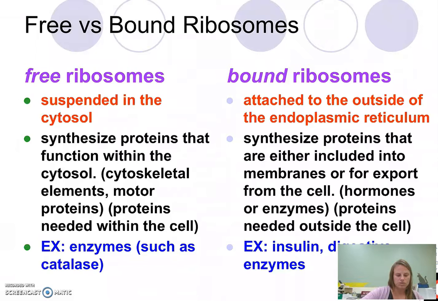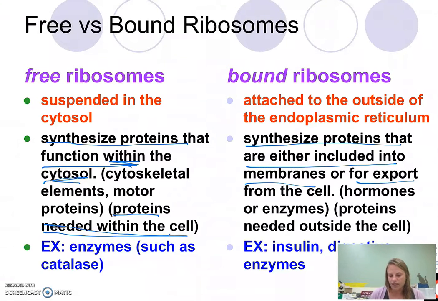So the free ribosomes are going to synthesize proteins that function within the cytosol. For example, proteins that are needed within the cell. Whereas your bound ribosomes are going to synthesize proteins that are either included into membranes or needed for export from the cell. So that would be like your hormones, like insulin. So free ribosomes, proteins needed within the cell, such as digestive enzymes like catalase. Bound ribosomes are going to produce proteins needed outside the cell, such as insulin.